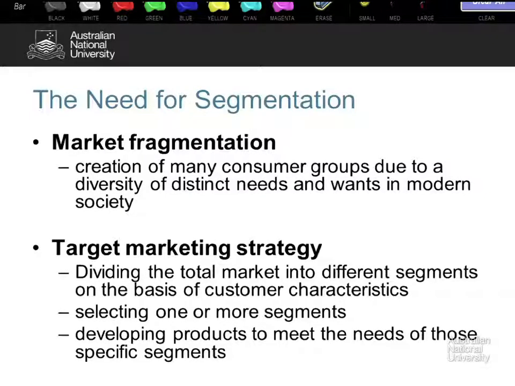So target market strategy is now what we're on for. And in your marketing plans, you will be asked to pick a single target market. Just the one.